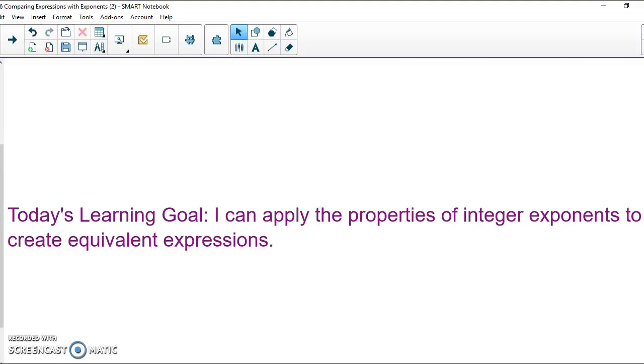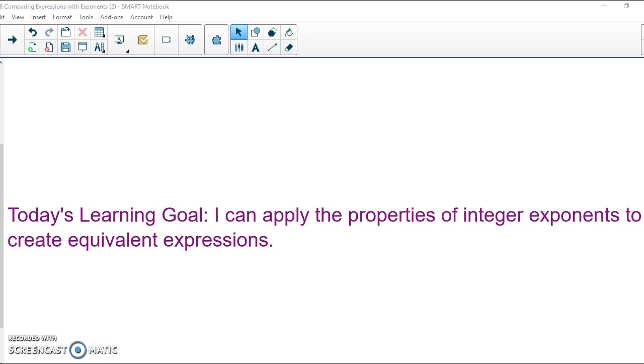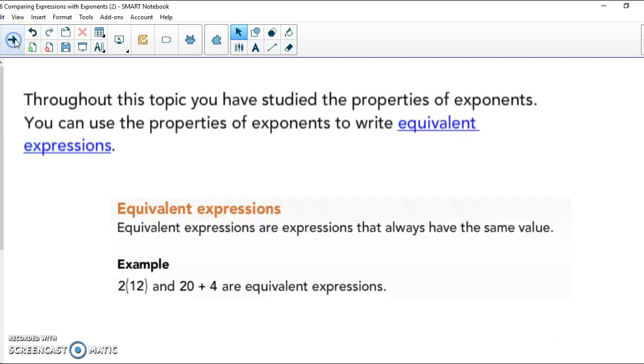All right, pre-algebra, last section of topic 5. I can apply the properties of integer exponents to create equivalent expressions. So we are still just kind of doing an extra application of these same integer properties that we've been looking at. So let's check it out together here.